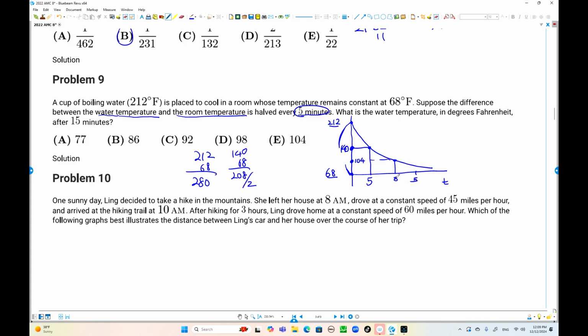Another 5 minutes over here. Another half over here, right? So 104 plus 68 is 172. When you divide it by 2, it's 86. Already happened, right? So 86 is the answer.